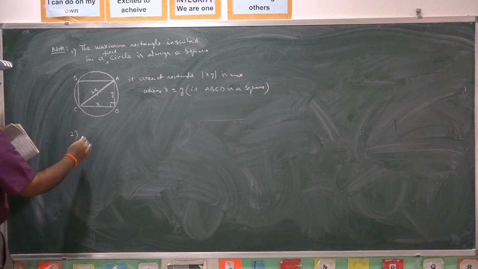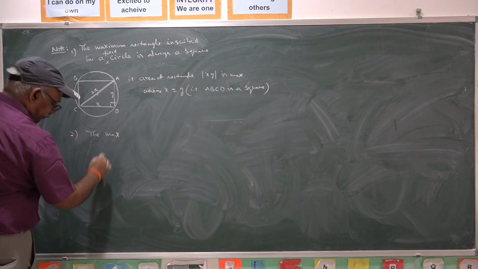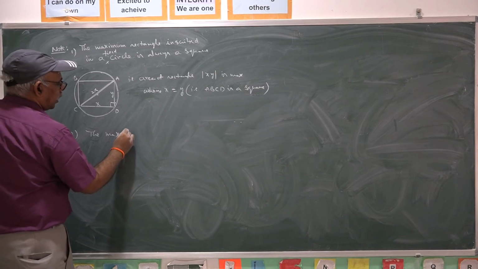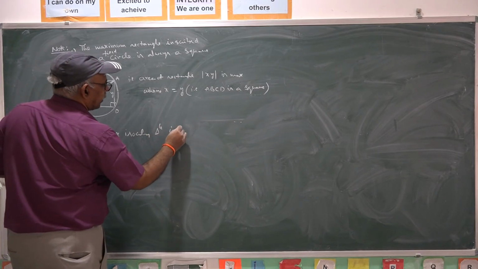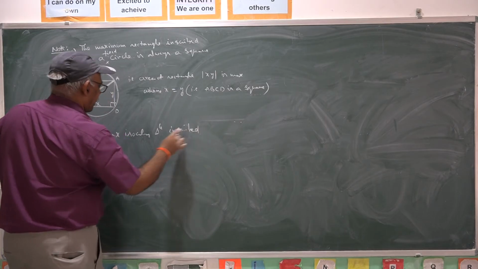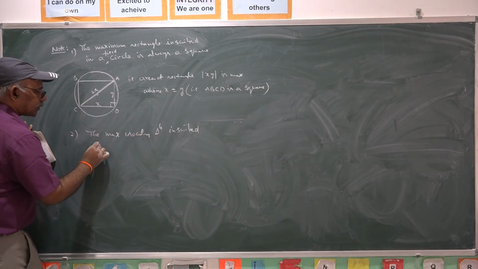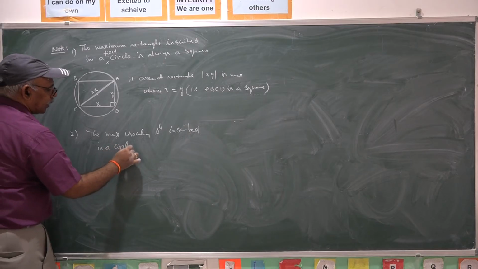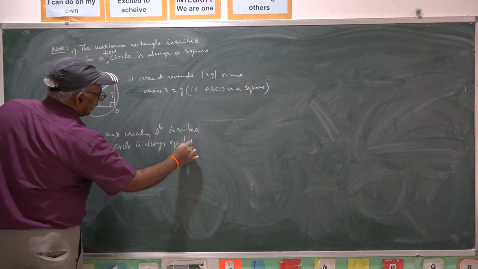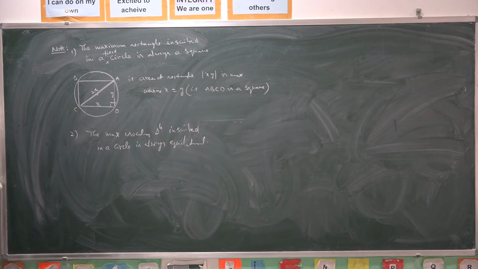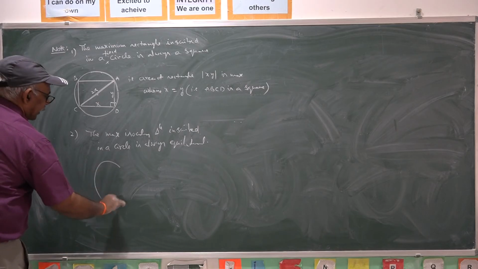Similarly, the maximum isosceles triangle inscribed in a circle is always equilateral. Always equilateral. This point is also important. Once an isosceles triangle is inscribed in a circle and it takes maximum area, certainly it is an equilateral triangle. So, such points are important.